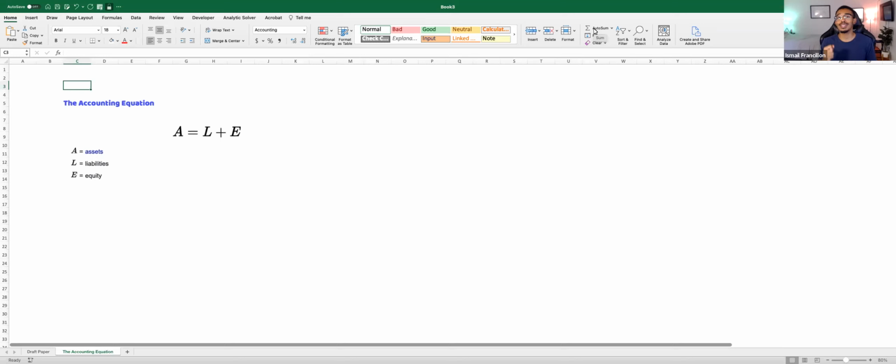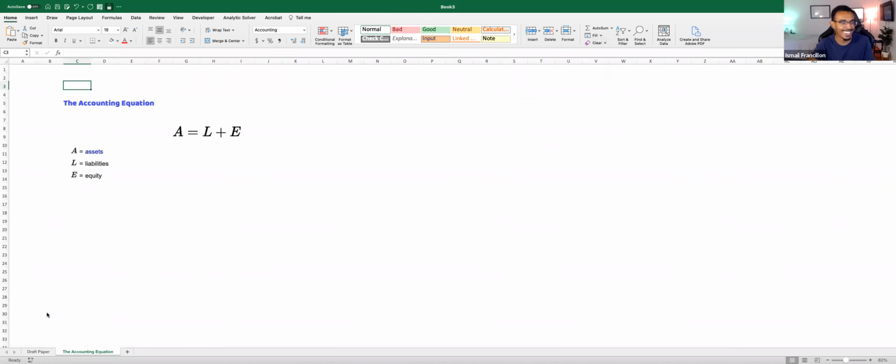So assets equals liabilities plus equity is probably the cornerstone of all things financial accounting. It's extremely important to understand. Before we even get there, we need to assess, well, what the heck is an asset, what the heck is a liability, and what the heck is equity? And I think the best way to break these things down is to put them into a human perspective.